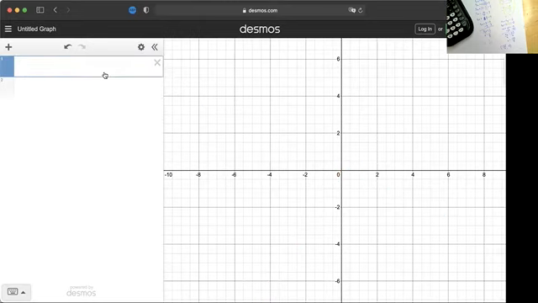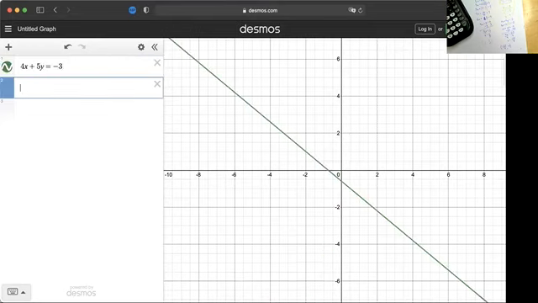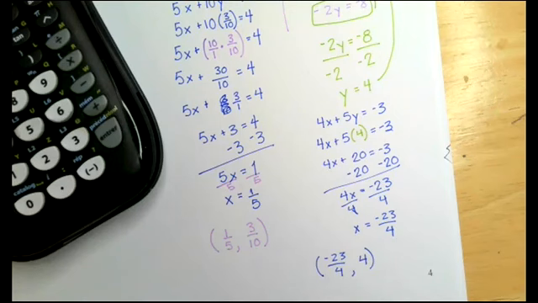The last one is 4x plus 5y is -3, and -2y is -8. That point is -5.75, 4. If you put -23 over 4 into your calculator, you'll get -5.75.